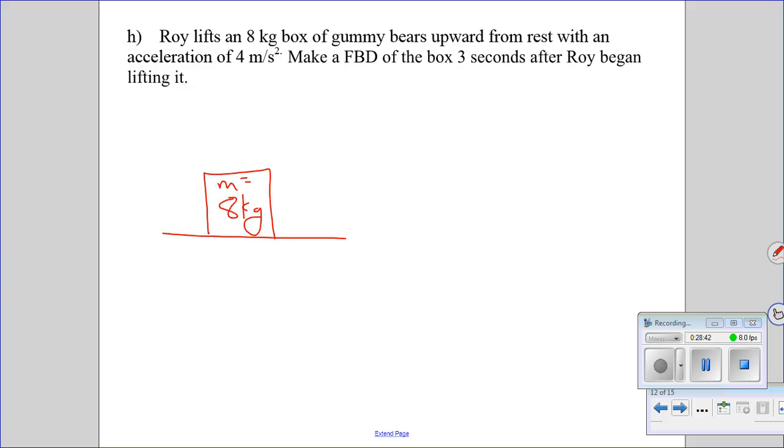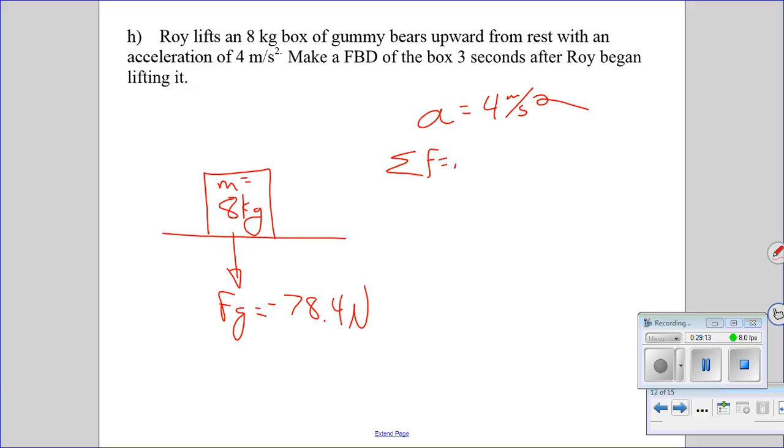All right, so what's the first thing I should do? Put in my gravity. Force of gravity is 8 times 9.8. That's negative 78.4 newtons. All right. So we're going to lift it upward from rest with an acceleration of 4 meters a second squared. Oh, we know the acceleration. That's nice. What should I do with it? Find your net force. Net force is mass times acceleration. So that's 8 kilograms of gummy bears times an acceleration of 4 meters a second squared. We're looking at a net force of 32 newtons.